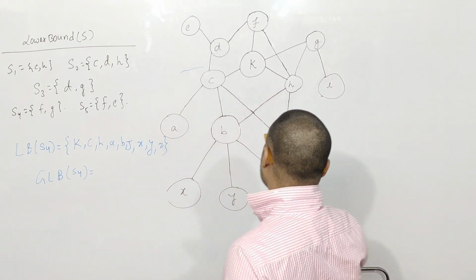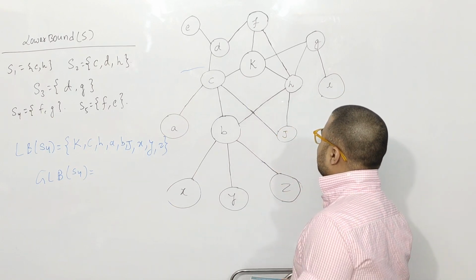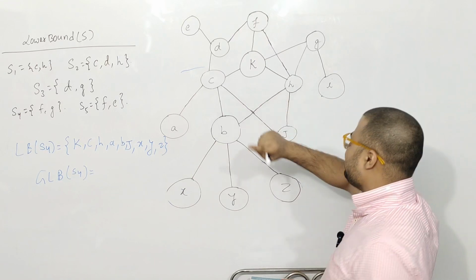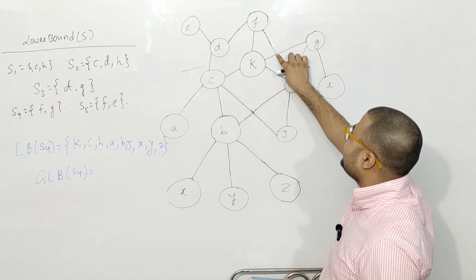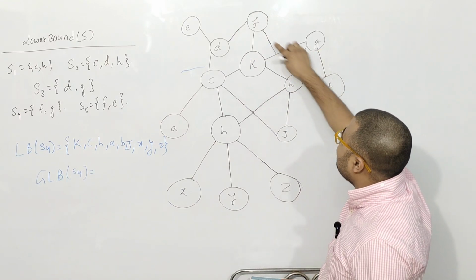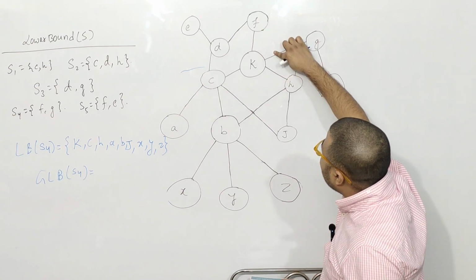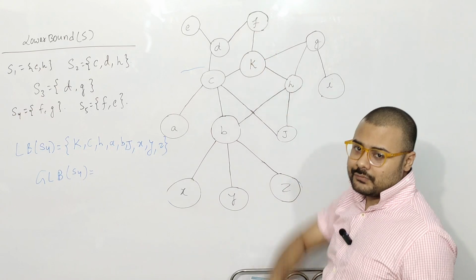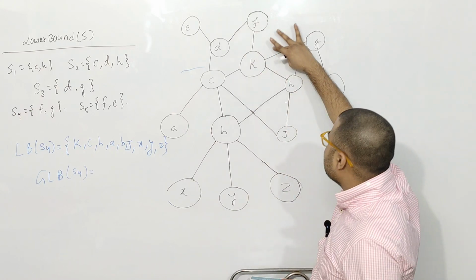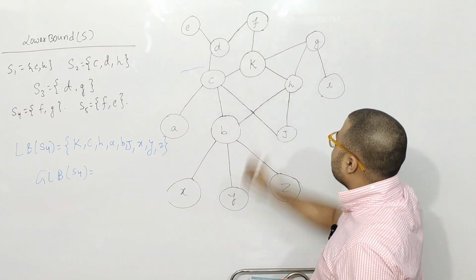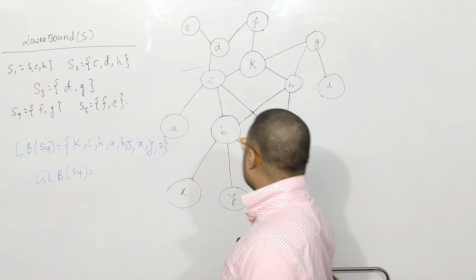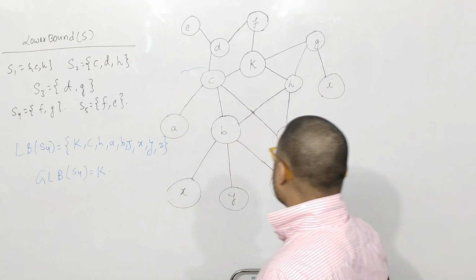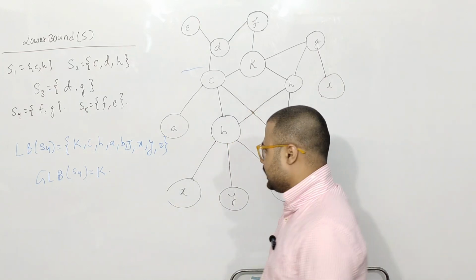Actually, if you see this Hasse diagram, this is a redundant edge. This is a transitive edge, because H is related to K, K is related to F, so H is related to F. This cannot be a part of your Hasse diagram. Greatest lower bound of S4 is K, because K is your unique point of meet.